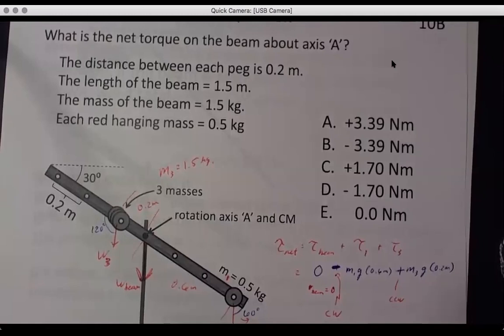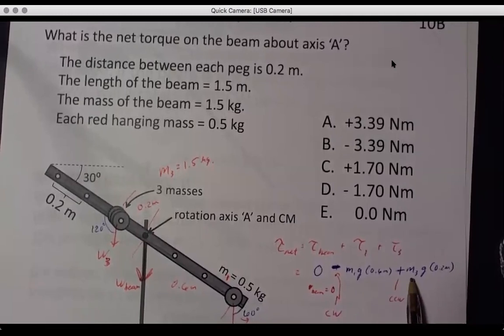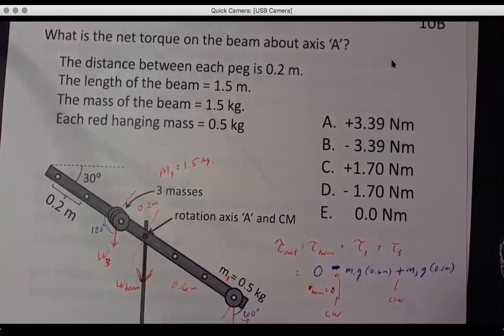Now, if we look at this, M3 is 3 times M1. So if we were to factor out G and M1, we'd have minus 0.6 plus 0.6. And so we end up here with a big 0 Newton meters. So I think it's balanced. Oops, no. Wait a minute.